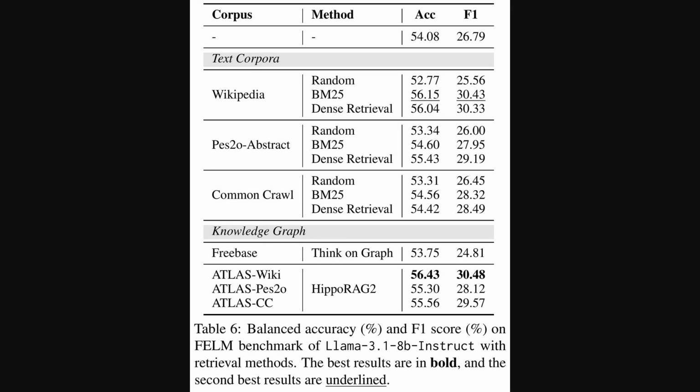Okay, so it's clear the graph helps with complex reasoning. But this next table tackles a different crucial question. Does it also make the language model more factual? It tests this using the FELM benchmark, measuring balanced accuracy and F1 score. Balanced accuracy is a way of measuring correctness that's more robust, especially when dealing with different types of facts. And the results show that using the Atlas Wiki graph with HippoRag2 gives the best performance, achieving the highest scores. This demonstrates that the knowledge graph is very effective at improving the model's factuality.